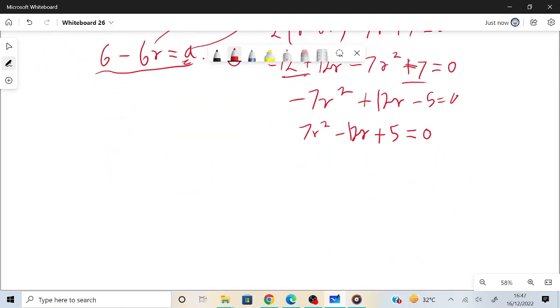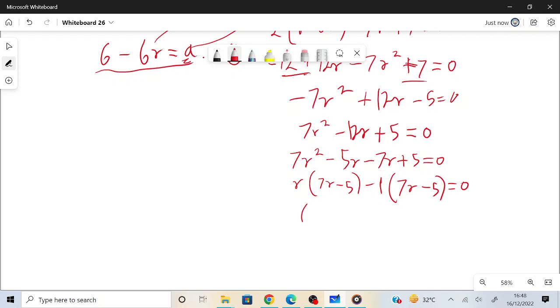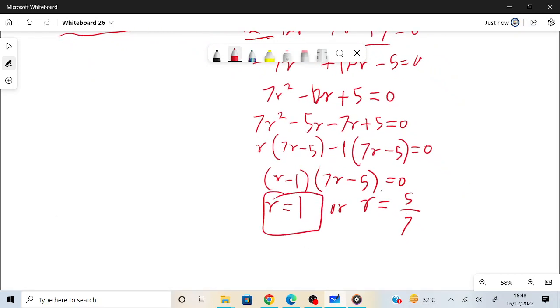So now all I can do is solve this quadratic equation by factorization method. So I can say 7r squared minus 5r minus 7r plus 5 equals 0. This can be factorized by r, so r into 7r minus 5, and this can be factorized by minus 1. Minus 1 into 7r minus 5 equals 0. I have r minus 1 and 7r minus 5. I have my r to be 1, or my r to be 5 over 7. If you're not comfortable solving quadratic equations, you can watch my previous video on solving quadratic equations. So I have two values of r: r is equal to 1 and r is equal to 5 over 7.